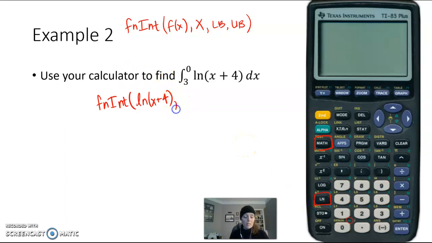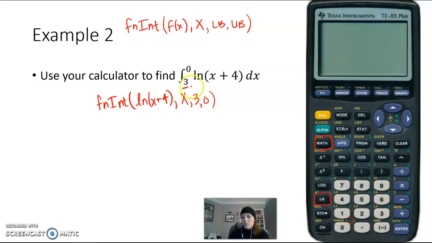Then you're going to put a comma. You're telling your calculator what variable you're integrating in terms of. So that's going to be the variable x. Then you're going to put another comma. Then we have our lower bound, which is 3. Then you're going to put a comma. And then our upper bound, which is 0. And yes, I did intentionally put the higher number at the bottom and the lower number at the top. If you remember, we learned that when you switch those, it changes to a negative.